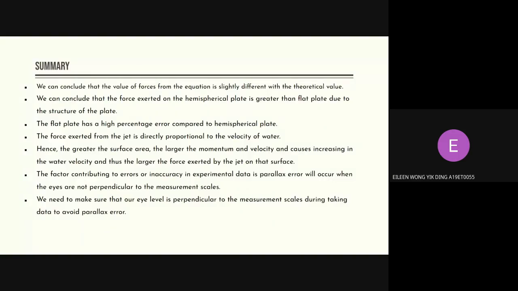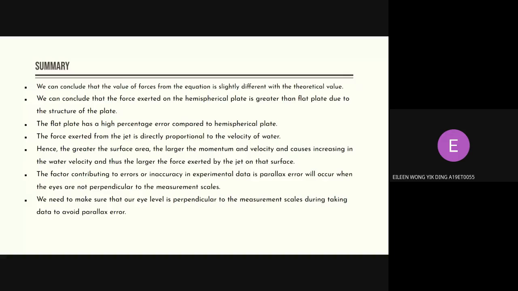The force exerted from the jet is directly proportional to the water velocity. Hence, the greater the surface area, the larger the momentum and velocity, which will cause an increase in the water velocity, and thus the larger the force exerted by the jet on that surface.